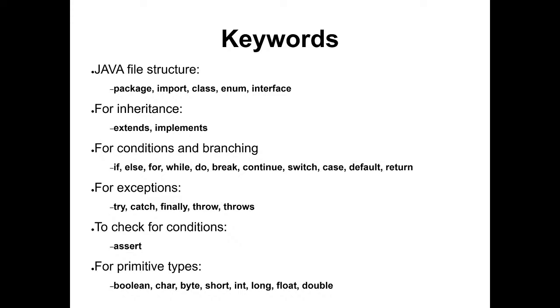Right. To check conditions, you can use the assert statement, which is not really used in the production environment. It's mostly used for test purposes. Right, for primitive data, there are primitive data types in Java. Boolean, the simplest one, which has the values true or false. Char, which contains one character. Byte, short, integer, long, float, double for numbers. We'll talk about them.